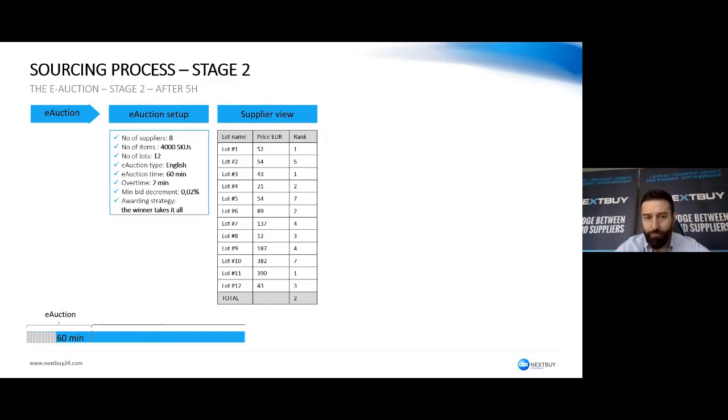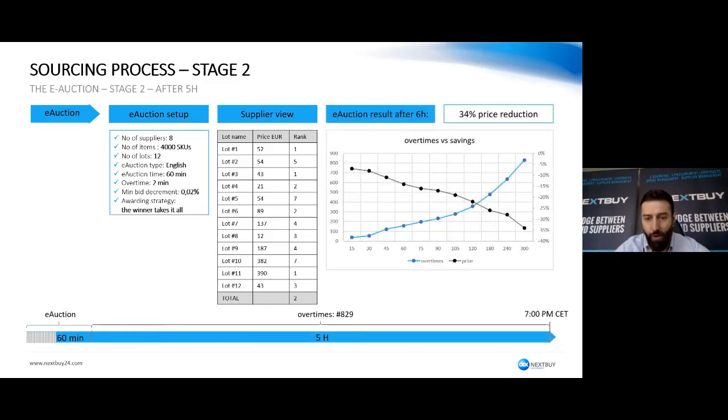Stage number 2, after another 5 hours of overtimes, we had already 829 overtimes. The price went down to 35% below the initial prices. And here in the blue one, it shows how the overtimes increase. We were at 7 p.m. in Poland, and some of those suppliers were from China, Kazakhstan, so farther to the east. That means it was midnight for them.